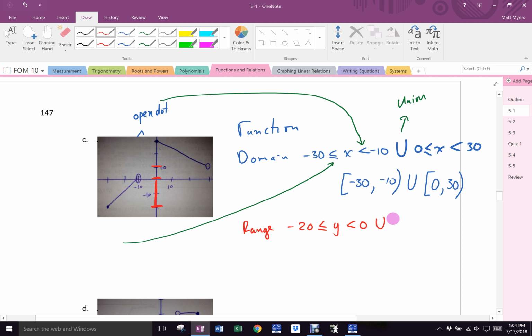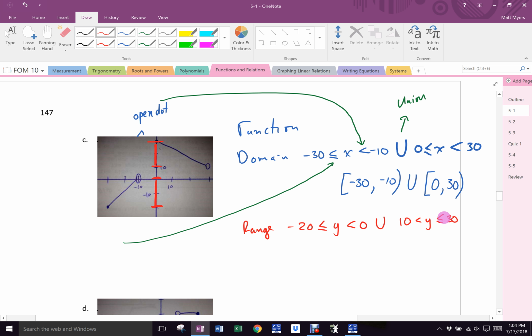Does it start again? So I need a union. Where does it start? 10. Do I hit 10? No. What am I counting? Y's. Up to what? 30. Do I hit 30? So I put an equal sign.